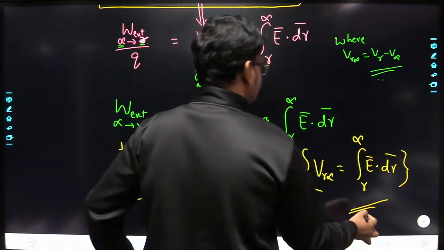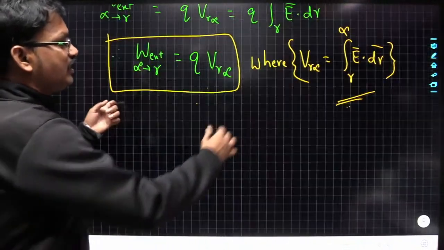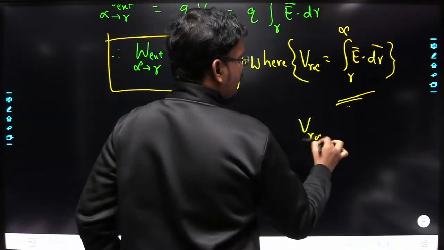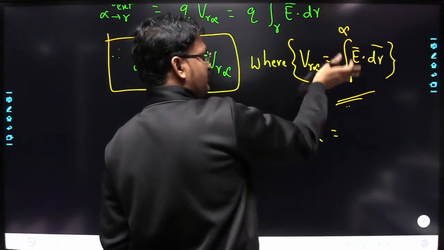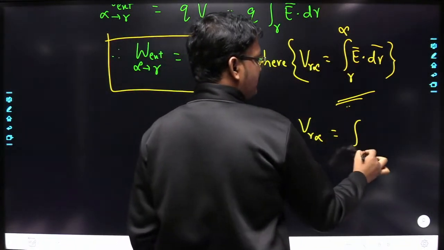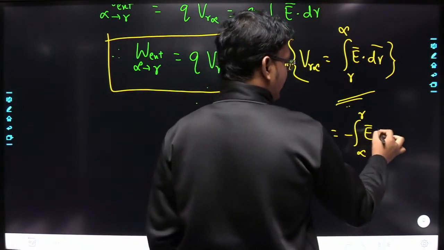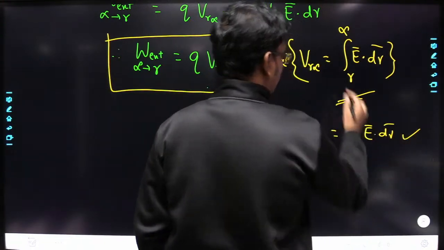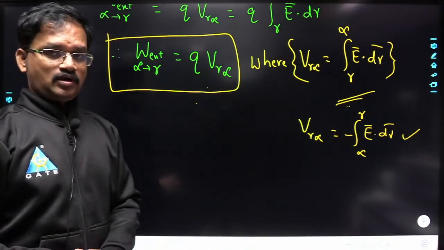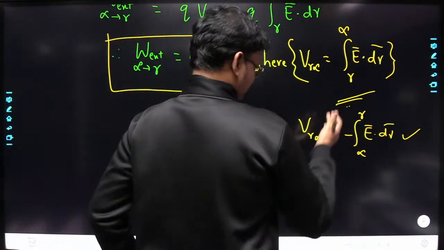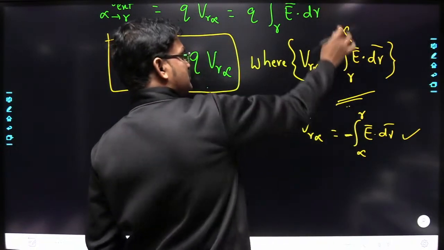Right. In some books, instead of writing V_r∞ like this, they will interchange the range limits. They will write this as the integral from infinity to r, put a minus sign, and write E bar dot dr bar. So are both of these correct or not? Both are one and the same. But in some books they will put a minus sign and just interchange the range here.